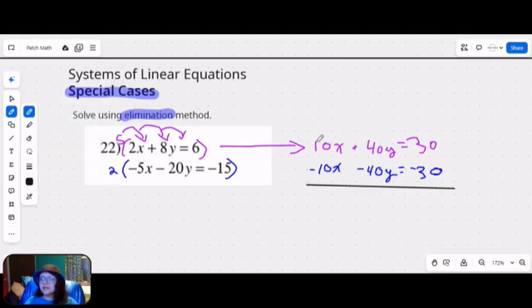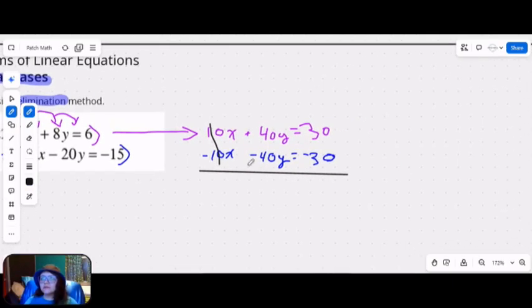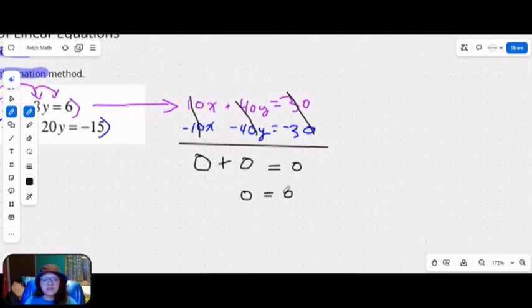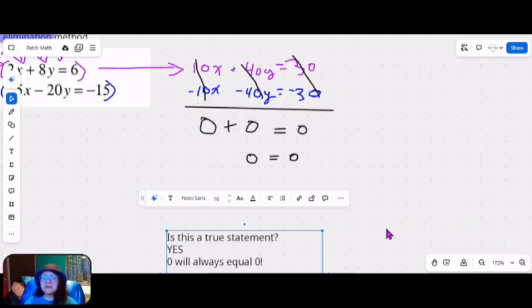10x minus 10x is 0x, so that cancels to 0. 40y minus 40y is 0, so that cancels to 0. 0 plus 0 is 0. 30 minus 30 is 0. We get 0 plus 0 equals 0. In other words, 0 equals 0. We ask ourselves, is this a true statement? The answer is yes. So 0 always equals 0.